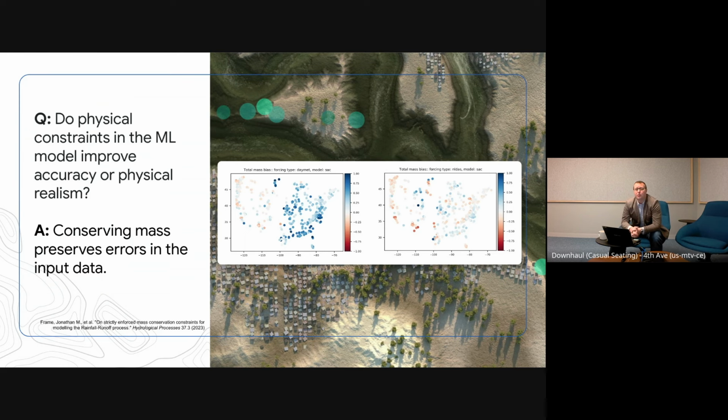So what we're actually seeing on this chart is the bias in a model that's calibrated to a particular rainfall product. What happens is these physically based models that obey mass conservation can't be trained to deal with the bias in the rainfall products because they're forced to conserve mass. So the bias in the rainfall product is preserved as a bias in the streamflow estimates when you use a physics-based model.